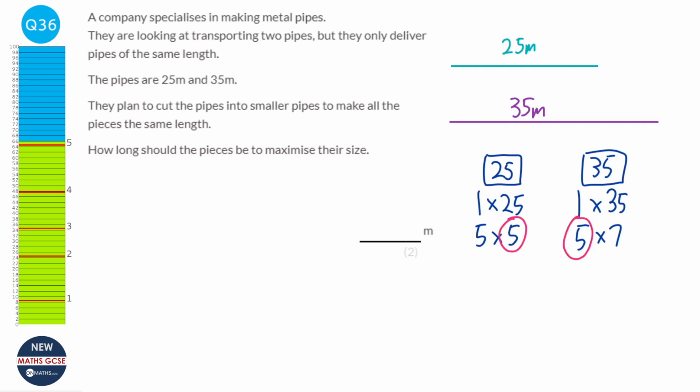So what we can do is we can cut all of these pipes into 5 meter pipes. So 1, 2, 3, 4, not to scale, and then 7 of these, so 1, 2, 3, 4, 5, 6. And so there's 7 in total. So each of these are 5 meters long, and there's no wastage. And that's the longest we can make the pipes for there to be no wastage at all. So my answer is 5 meters.